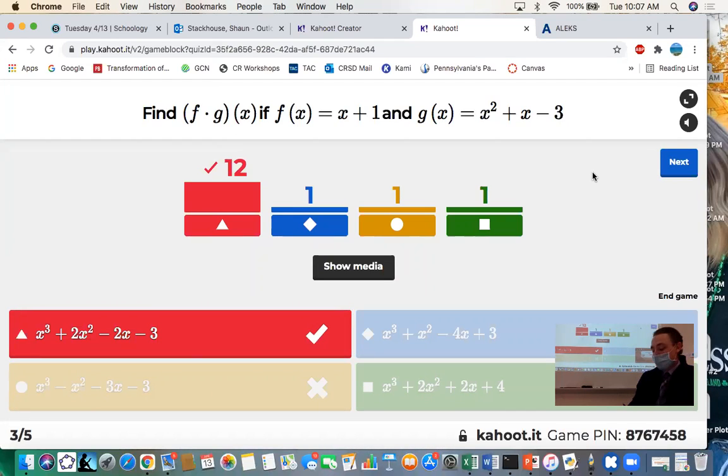All right. Make sure that you're distributing each term through to the trinomial. You'll see a question very similar to this on the quiz on Friday, just as a heads up.